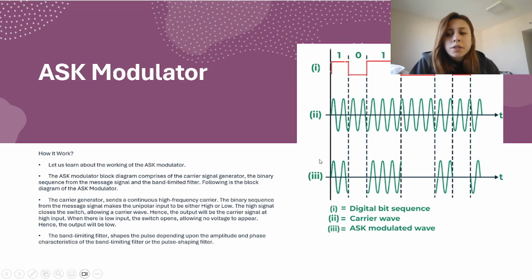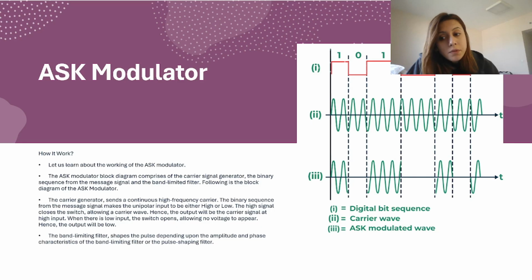The carrier generator sends a continuous high frequency carrier. The binary signal from the message signal makes the unipolar input to be either high or low. The high signal closes the switch, allowing a carrier wave. Hence, the output will be the carrier signal at high input. When there is a low input, the switch opens, allowing no voltage to appear. Hence, the output will be low.